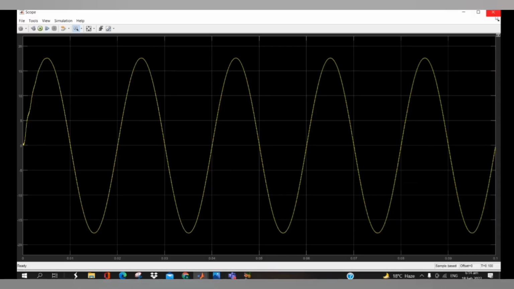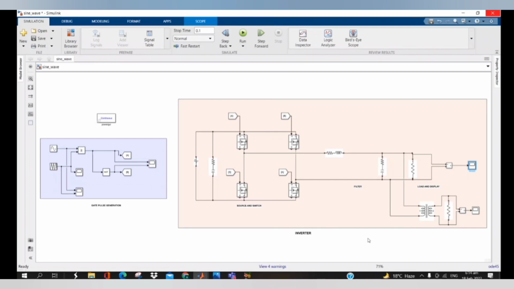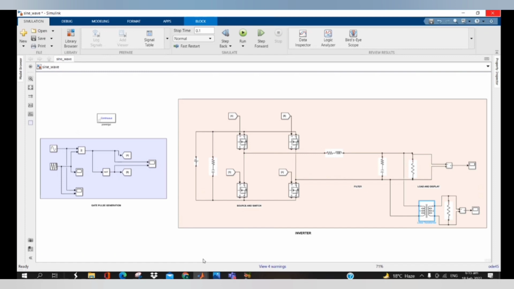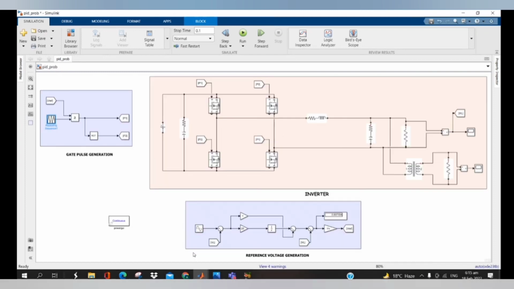So if we want to maintain a fixed 220 volt output at the secondary winding of the transformer, the turn ratio has to be changed every time when we change the input. But it is not possible to do so in real life situation. So a viable solution could be introducing a PI controller.